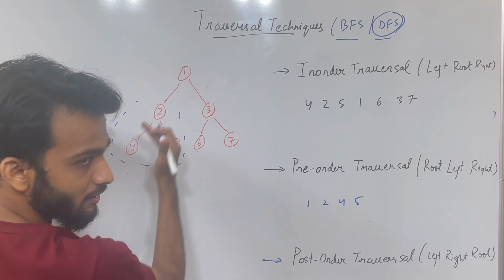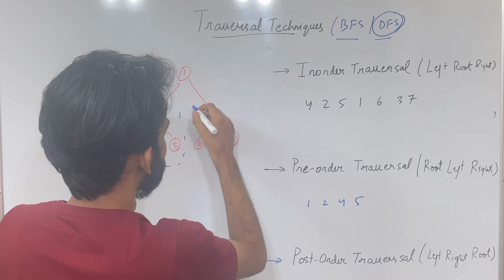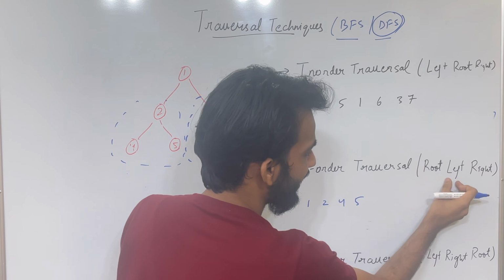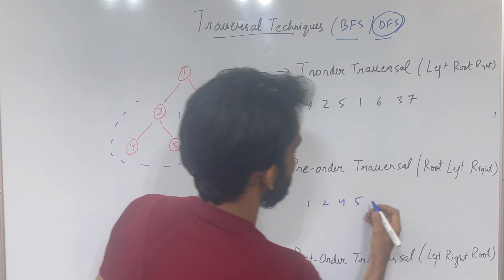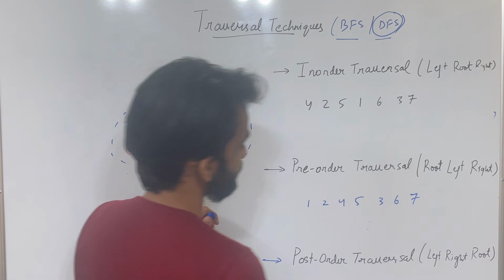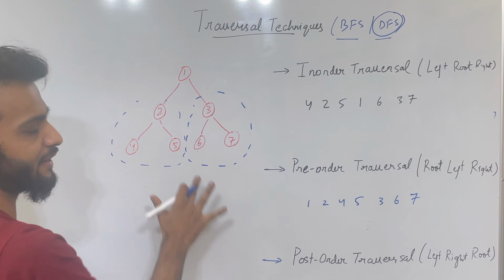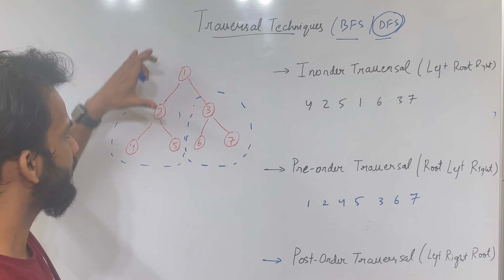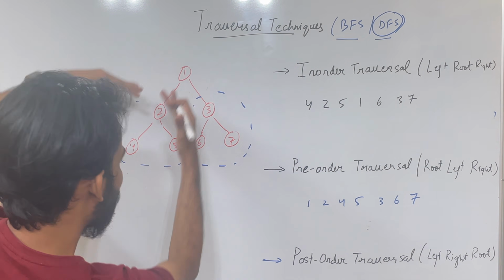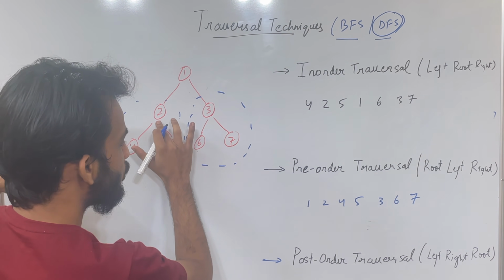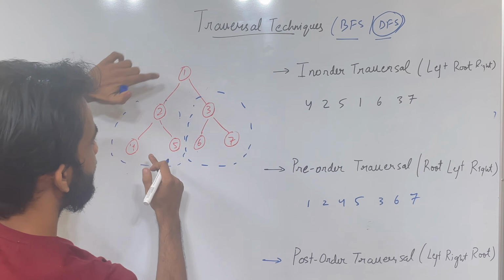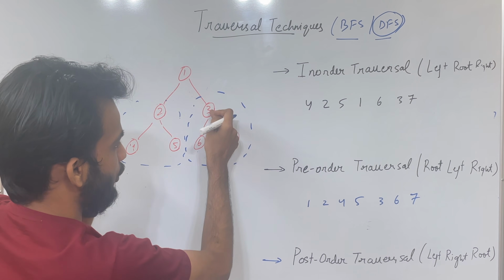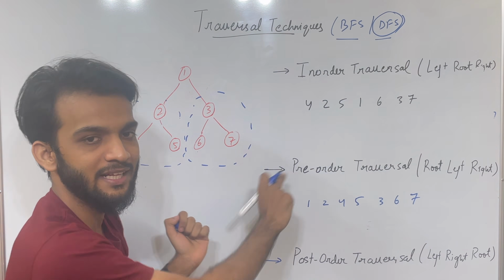Root and left are done. Go to the right. So this is your new right subtree, correct? In this right subtree, root, left, right: 3, 6, 7. So this will be the pre-order traversal for this tree. Again, simple. 1 is the root, then left, then right. So root is done, left is done. Go to the right. Again, apply the same logic: root, left, right. That's the pre-order traversal.